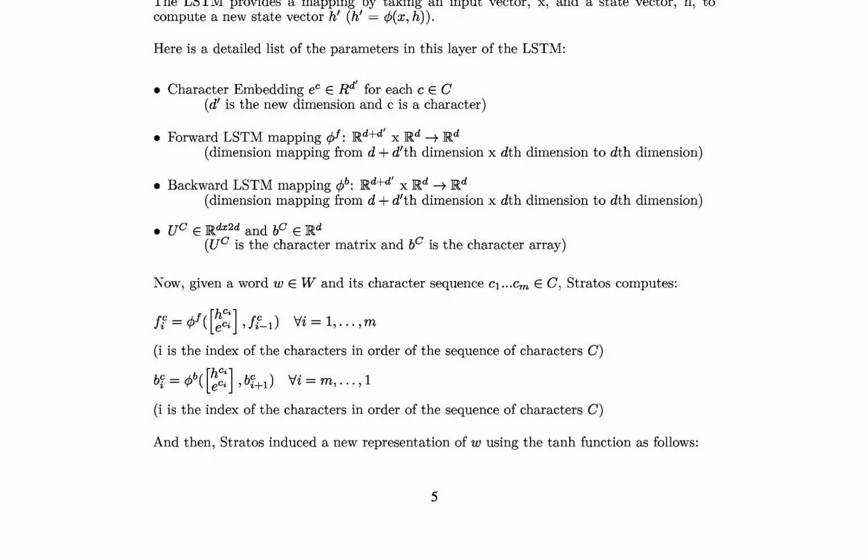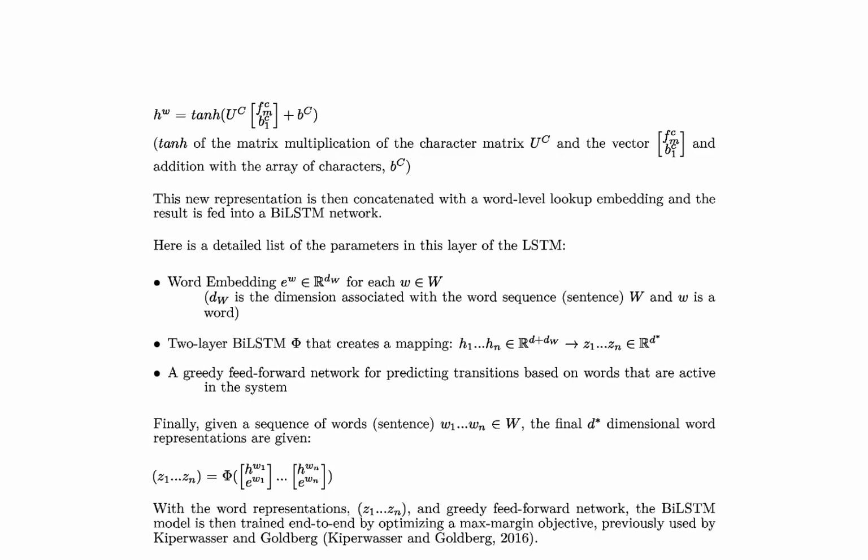The network is trained end-to-end using a max margin objective, previously employed by Kiperwasser and Goldberg in 2016. The implementation of the BILSTM network utilizes a publicly available Korean treebank in the Universal Treebank 2.0. The use of JMO letters offers several benefits, including implications of the tense of the word and phonetic elements that could aid in speech processing.